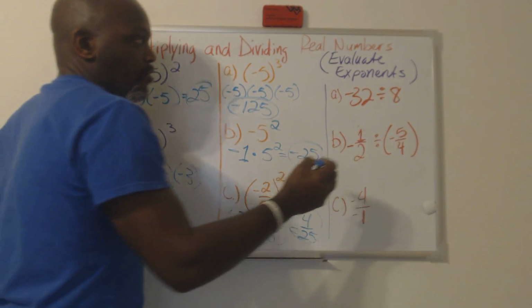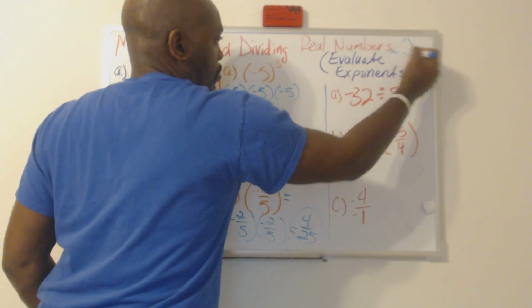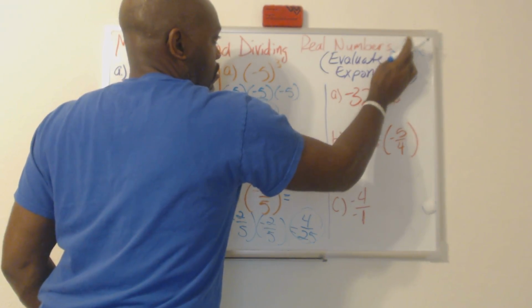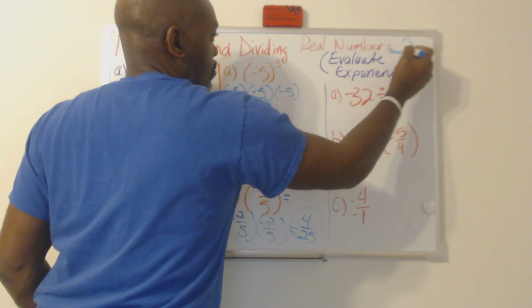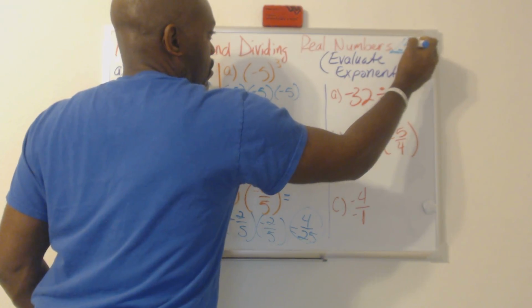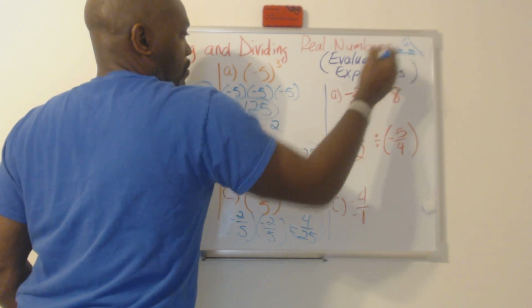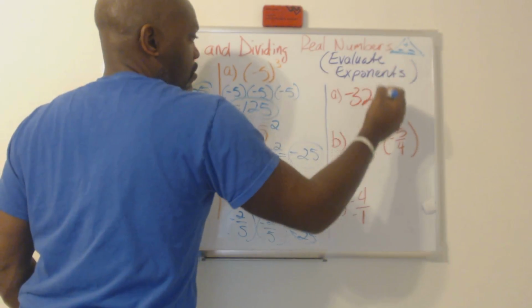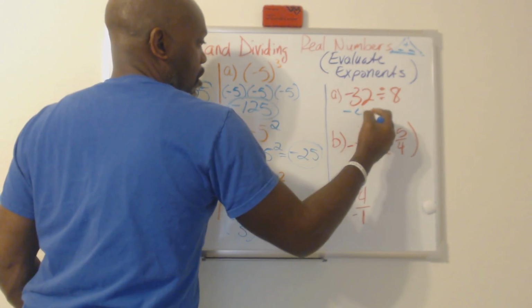We still have the same process, where I use a triangle. Sorry, that's the triangle up. That's a negative. Negative divided by a positive is a negative, so that's going to be negative 4.